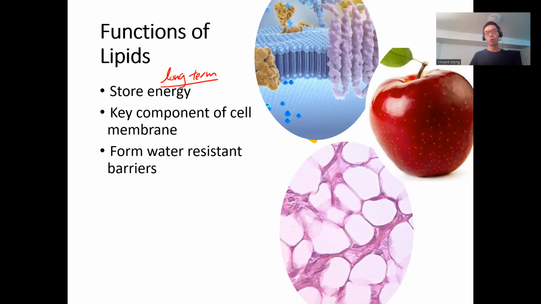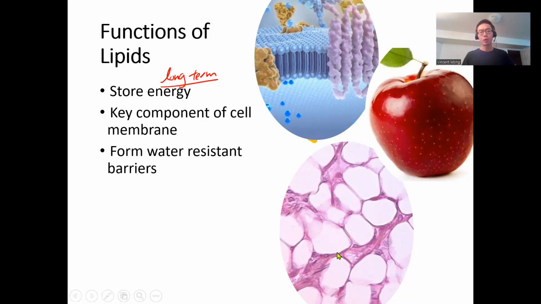And they can also form water-resistant barriers. Nathan already mentioned that earlier. So if you think about the skin of an apple, that's water-resistant. Our skin is water-resistant. When we go into the bathtub, we don't suck up all the water. We're not like sponges. The water will repel. So we have a water-resistant barrier in the skin.